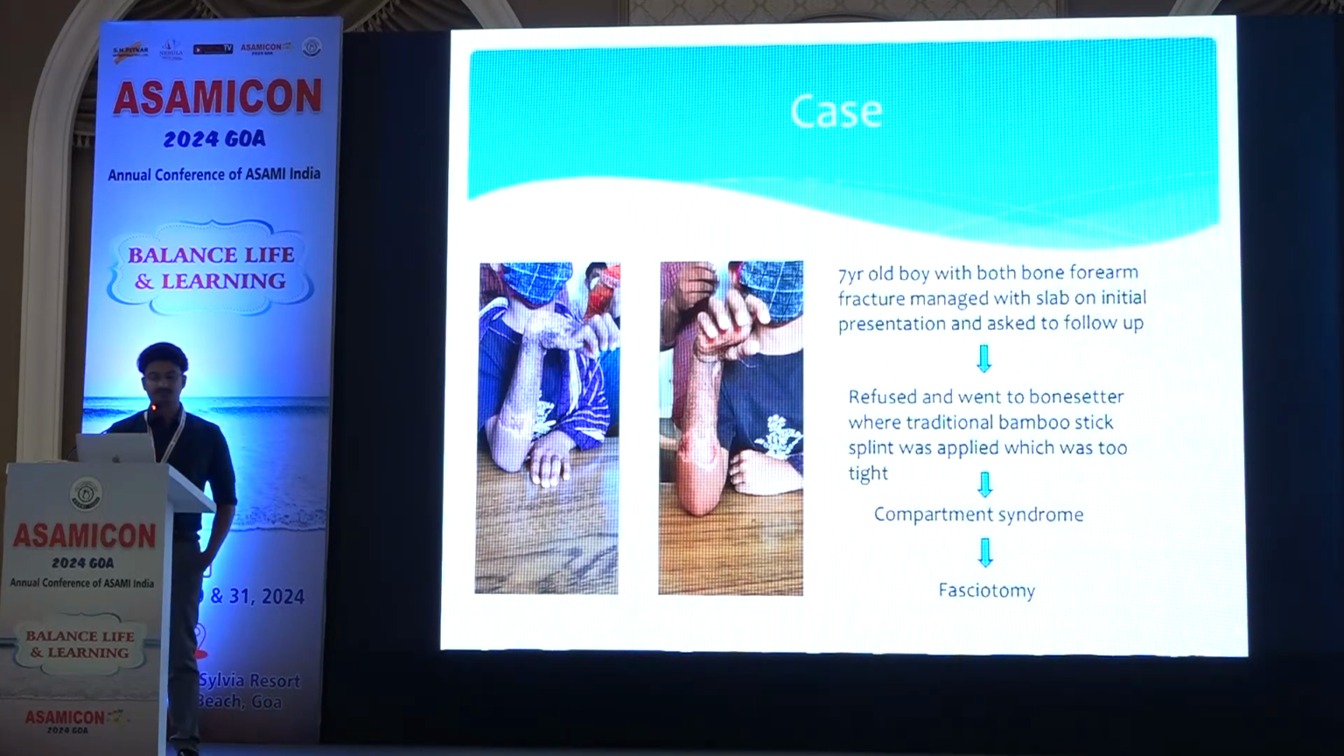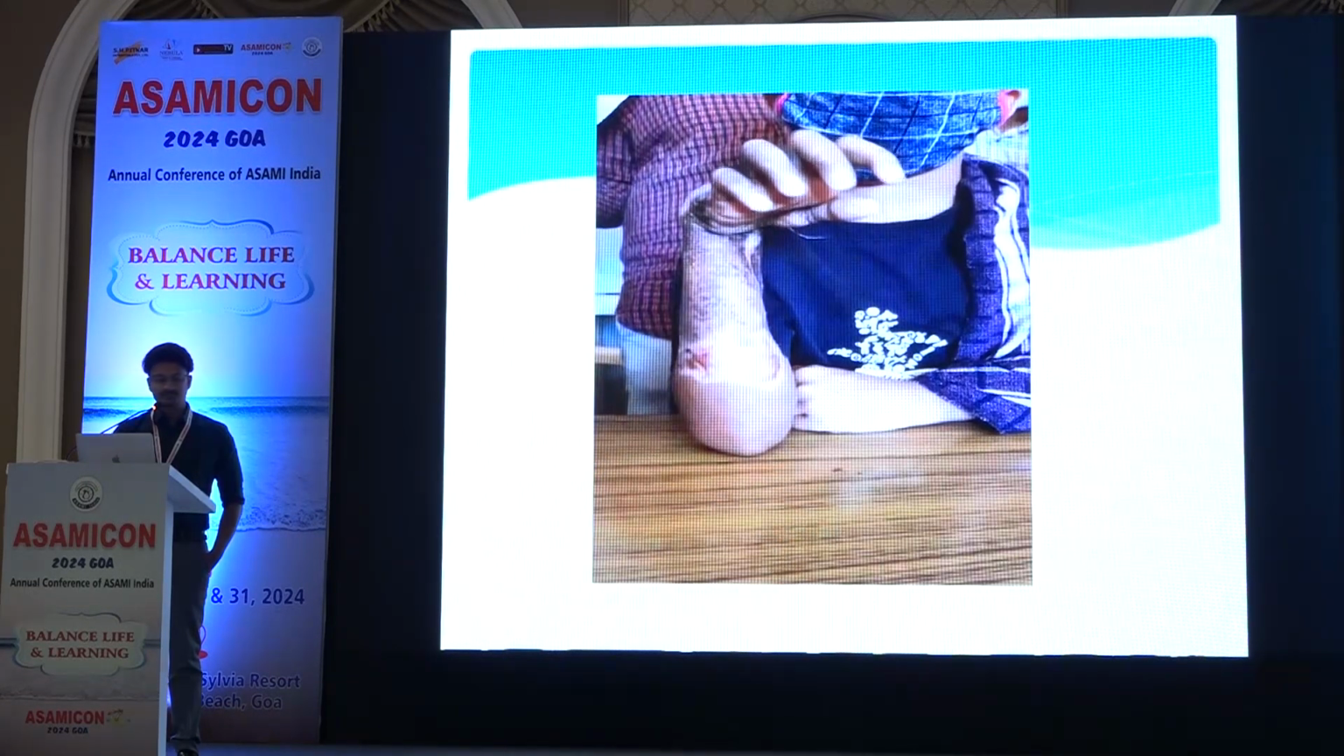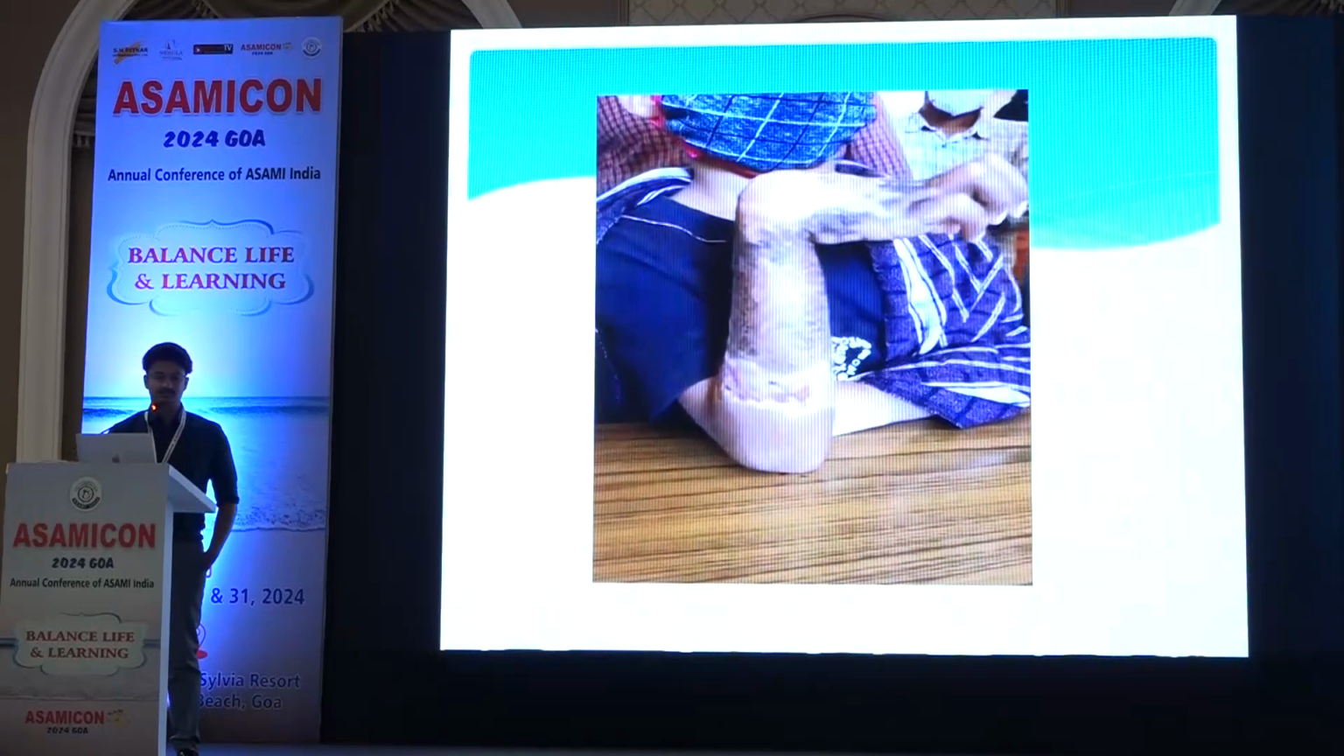So this is one case which presented to our hospital. He is a 7-year-old boy, right hand dominant, who had a greenstick both bone forearm fracture. On initial presentation, we applied a slab and advised follow-up, but the patient denied and went to a traditional practitioner, where they applied tight bamboo sticks, which were too tight, and it went into compartment syndrome, but it was late. So again they went to a hospital where they did the fasciotomy. This is the video when he presented to our hospital after the deformity.